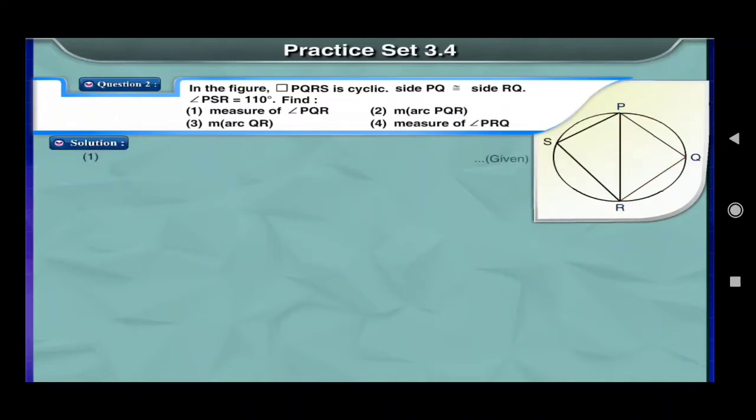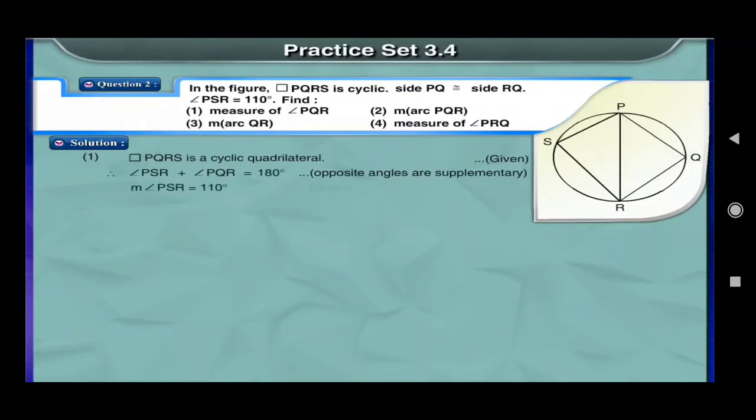Solution. It is given that quadrilateral PQRS is a cyclic quadrilateral. Therefore, its opposite angles are supplementary. Therefore, angle PSR plus angle PQR is equal to 180 degree. The measure of angle PSR is given to be 110 degree. Therefore, 110 degree plus angle PQR is equal to 180 degree. Therefore, angle PQR is equal to 180 degree minus 110 degree, that is equal to 70 degree. Therefore, measure of angle PQR is equal to 70 degree. Let this be statement 1.